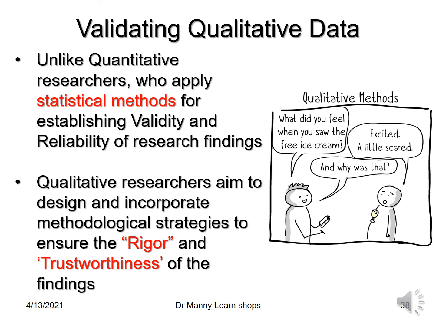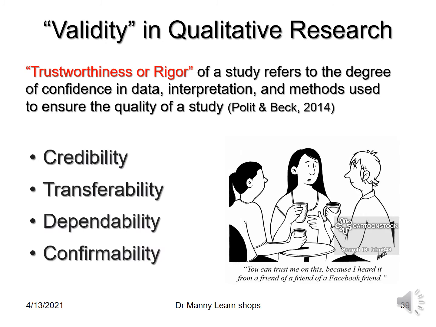So what do we do when we validate qualitative data? Well, as I said, unlike quantitative researchers who apply statistical methods to establish validity and reliability of their findings, we don't. Qualitative researchers aim to design and incorporate strategies to ensure trustworthiness, rigor of their findings. So validity in qualitative research is about trustworthiness or rigor.